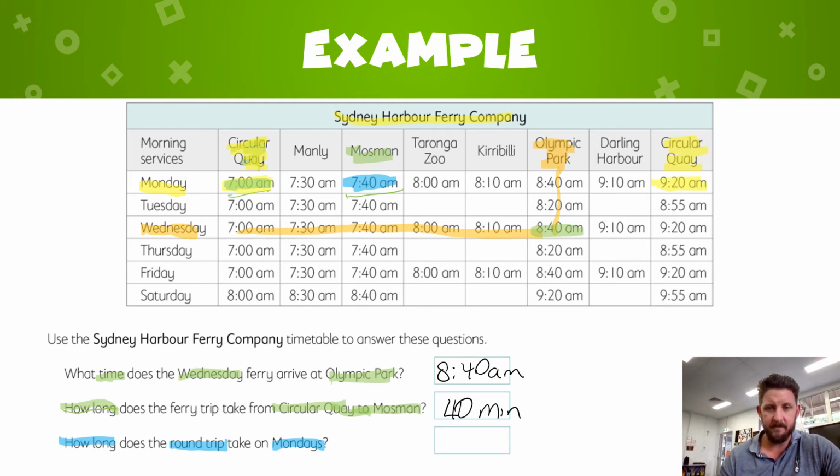I then need to look at the starting time, which is 7, and the finishing time, which is 9:20. Now to work this out, I'd use my jump method. So I know 7 to 8 would be 1 hour, 8 to 9 would be 2 hours, and then 9 to 9:20 is 20 minutes. So I have 2 hours and 20 minutes.